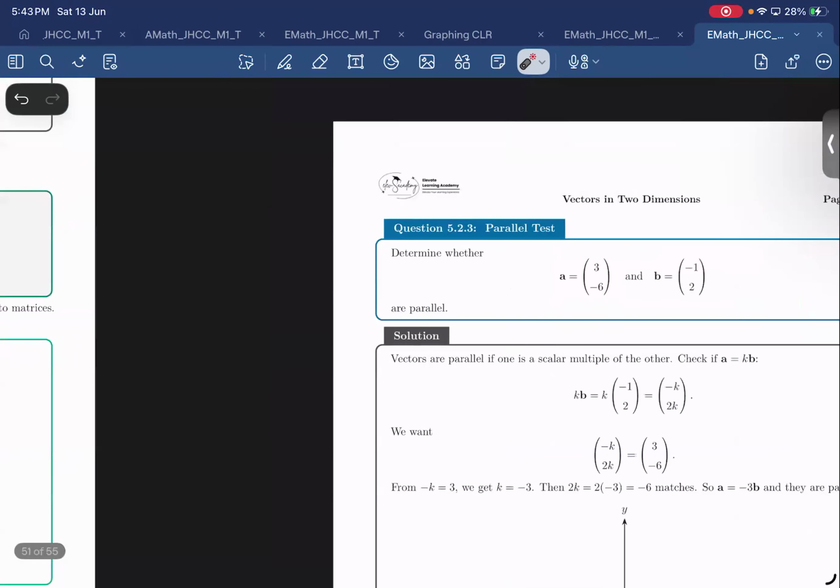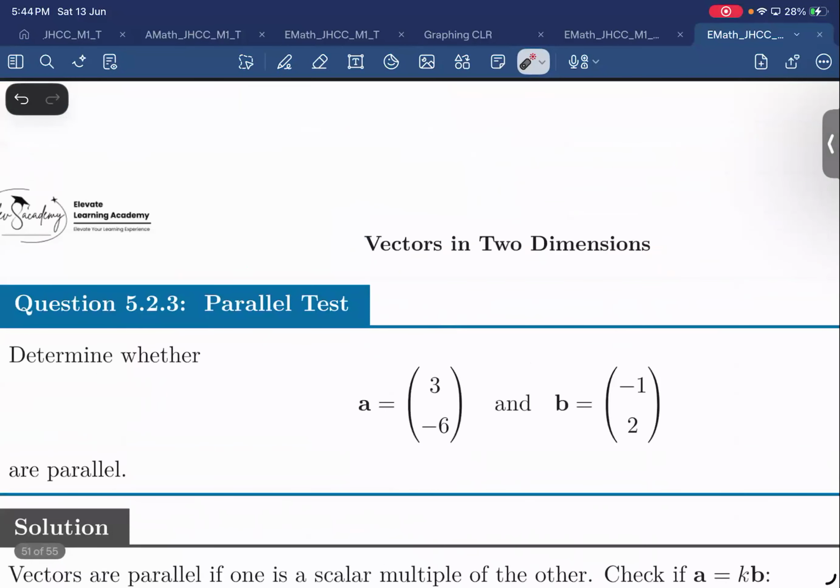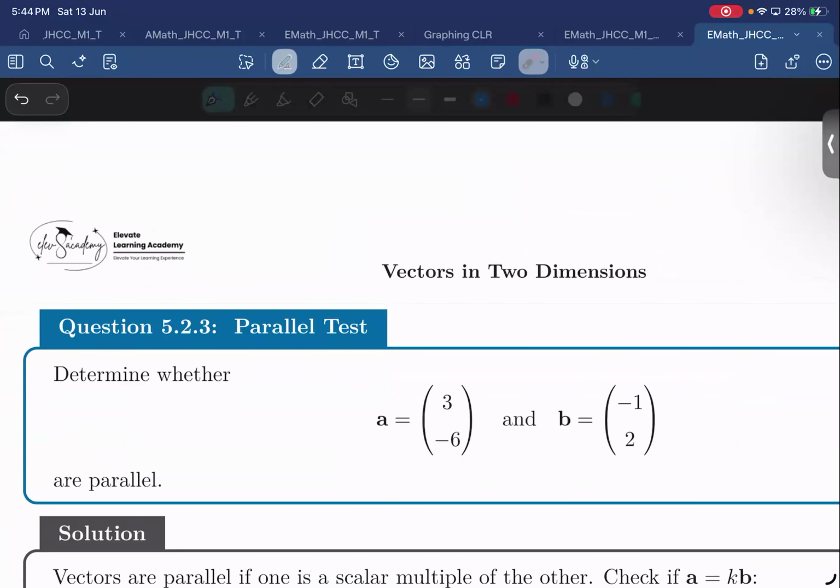Then give this question a try. This one is not super easy. To determine whether they are parallel, you want to show that A equals K times B. If there is a number K which would exist that makes A equal to K times B, then they are parallel. Otherwise, they are not parallel.